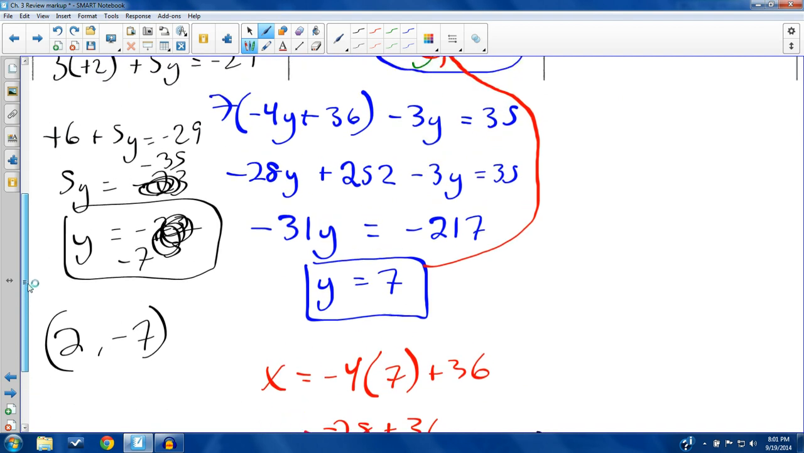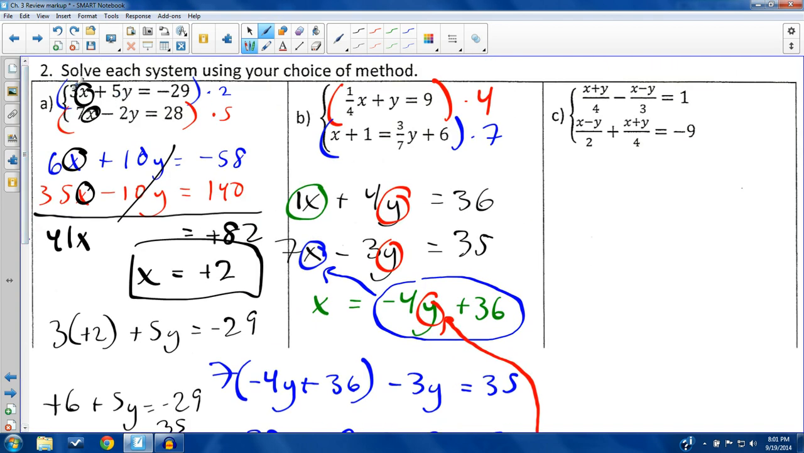Now you can double check your work. Again, make sure that you plug in 2 and negative 7 and see that it works in these equations. Plug in 2, negative 7, so you get negative 29. Plug in 2, negative 7, see that you get 28. It needs to work for both equations.